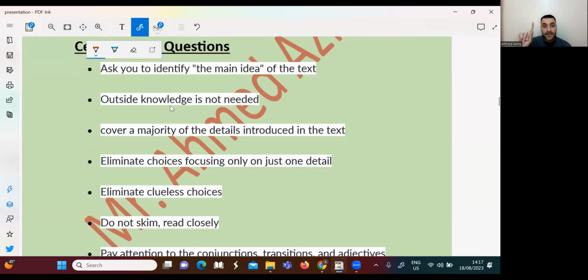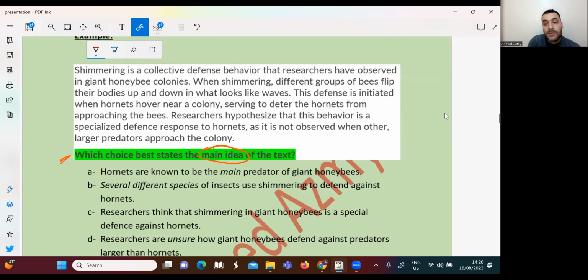Shimmering is a collective defense behavior that researchers have observed in giant honeybee colonies. If I told you to highlight the most important words, choose two or three important words, what would they be?